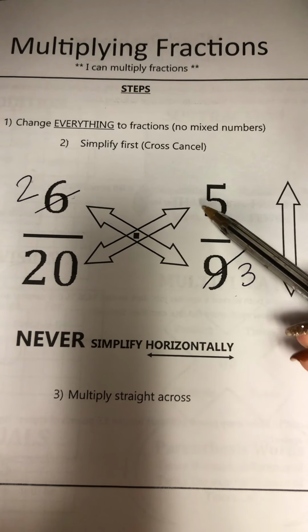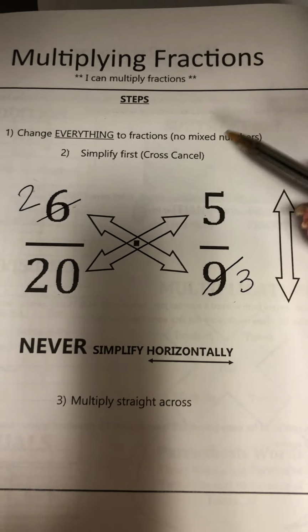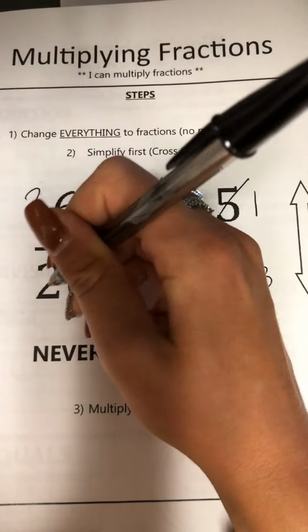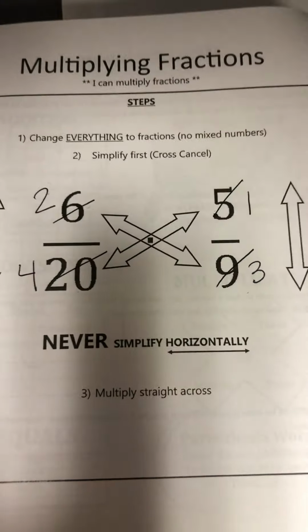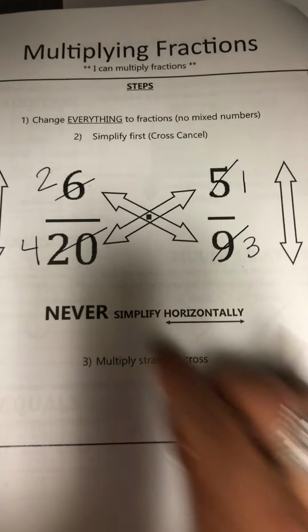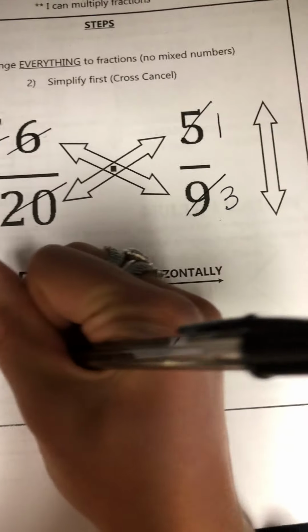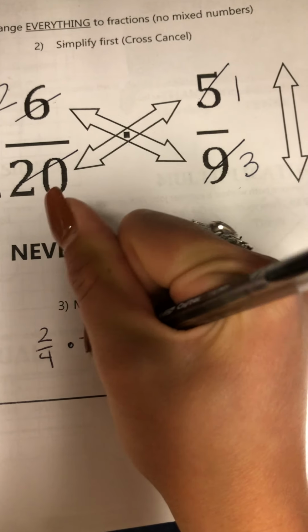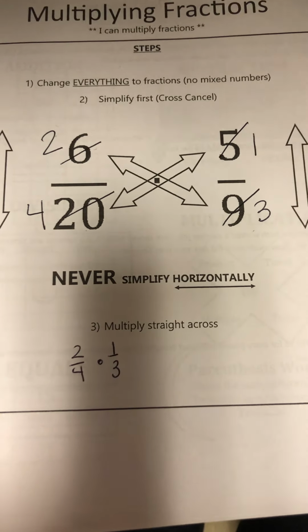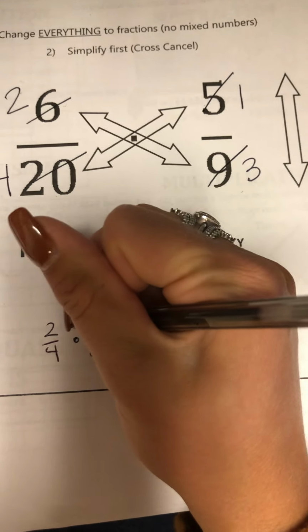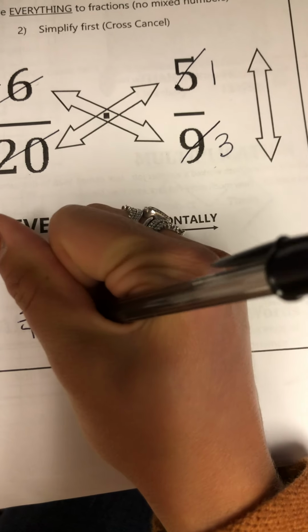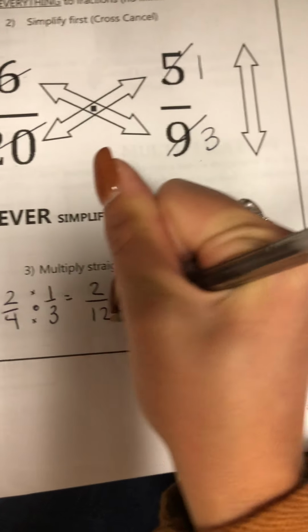So now I need to look at my 20 and my 5 and simplify that way. My biggest number that goes into 5 and 20 is 5. 5 goes into 5 one time, and 5 goes into 20 4 times. Okay, so now I am left with 2 over 4 times 1 over 3. And my very last step is to just multiply straight across. So I do 2 times 1, which is 2. And then I do 4 times 3, which is 12.